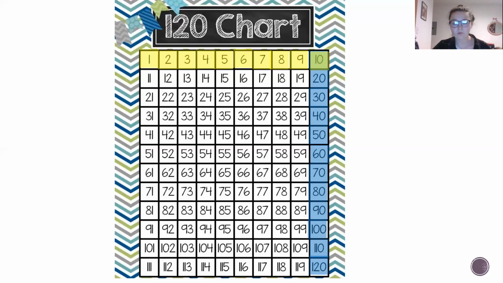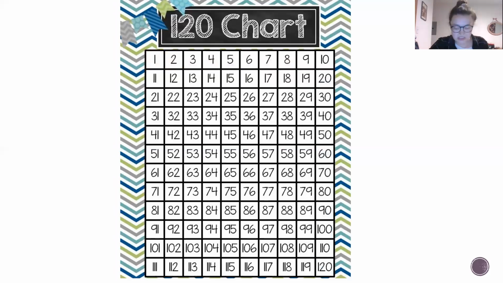So we noticed that first in our top row and in our last column of the 120 chart. But when we looked even closer at the 120 chart, we realized that it didn't matter what number we started with. And every time we moved across the rows, the numbers increased or got bigger by 1. Okay, so we can see that when we start at the number 21, the digit in the ones place keeps getting bigger by 1.